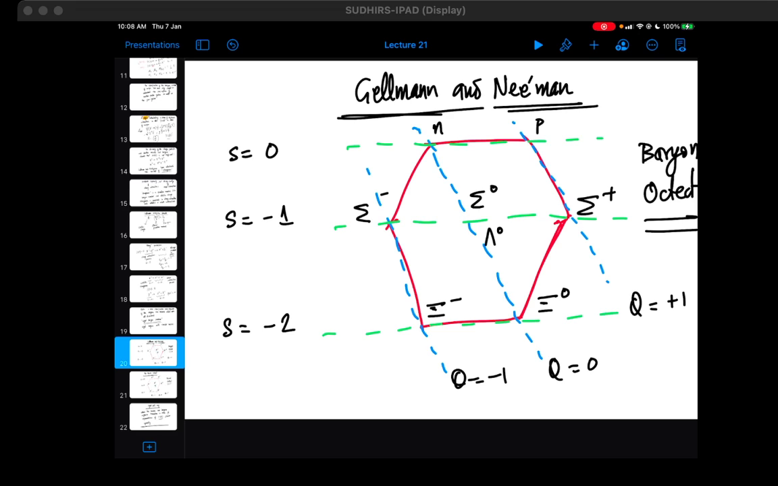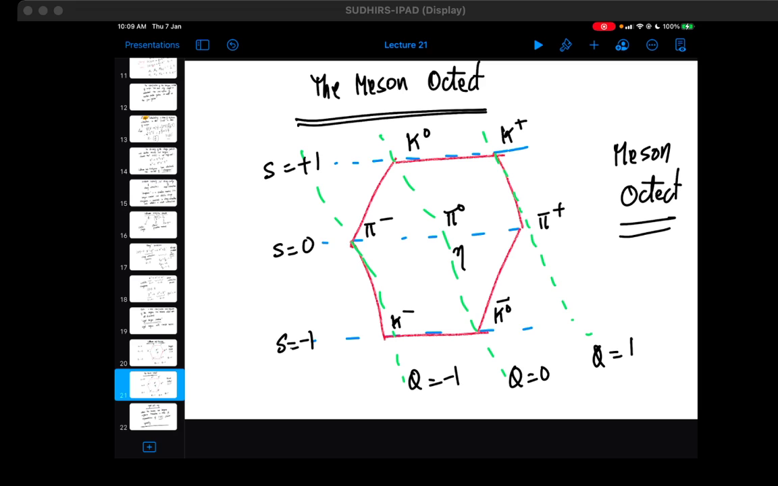So these baryons and mesons can be organized in very nice graphical patterns in terms of these representations of SU3. For example, last time I showed you the baryon octet in which the neutron and proton sit on the top, then sigma 0 and sigma plus sit in the second row, and the other one sits in the bottom row. Similarly, you also have the meson octet, which was also covered last time. The meson octet has K and K plus in the first row with strangeness plus 1, then with strangeness 0 you have pi, pi 0, eta and pi plus, and with S equal to minus 1, K minus and K 0 bar.